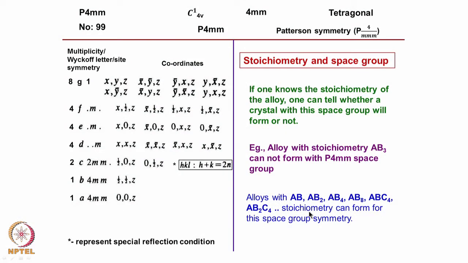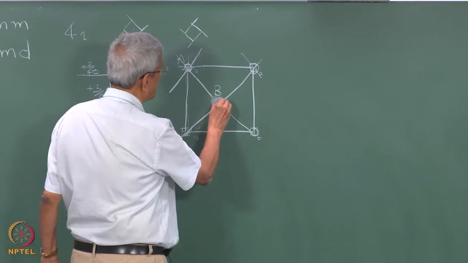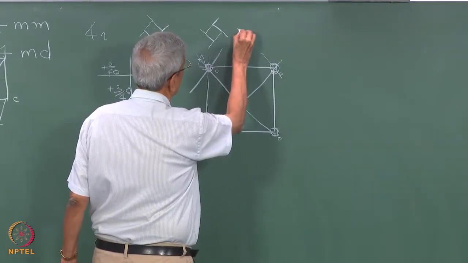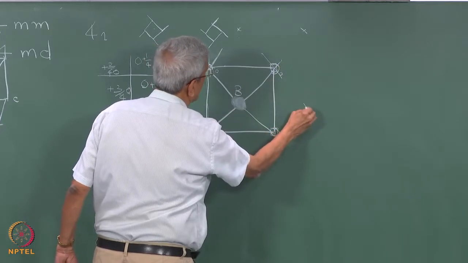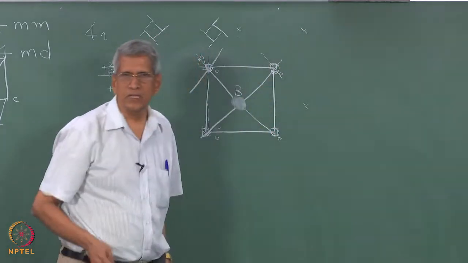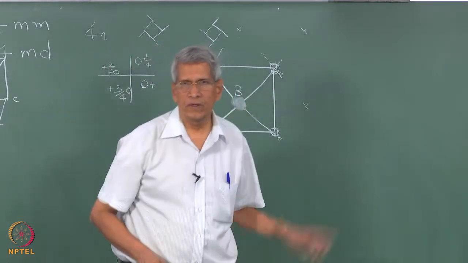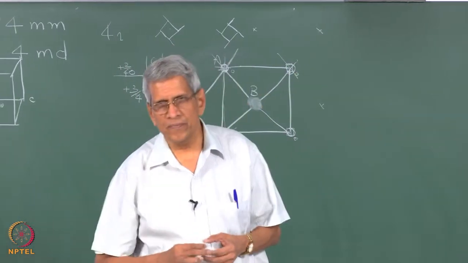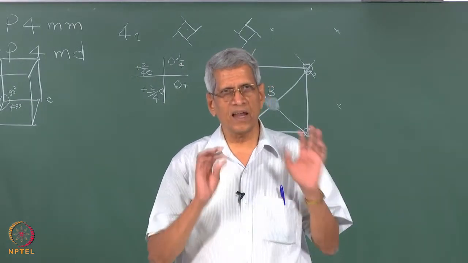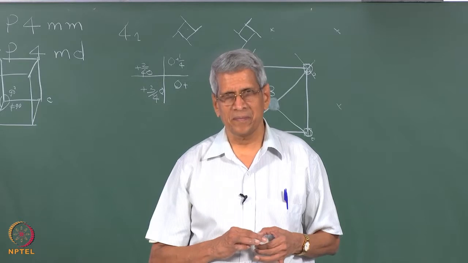Suppose there are two atoms, A and B. If I put A atom at this position, this is where the A atom has been placed. I place the B atom at this position. This is A and this is B. Another B atom will come here, another will come here, another will come here. This also satisfies a fourfold symmetry, correct? Now, the stoichiometry of the alloy is AB, correct? This alloy satisfies the 4mm symmetry, right?